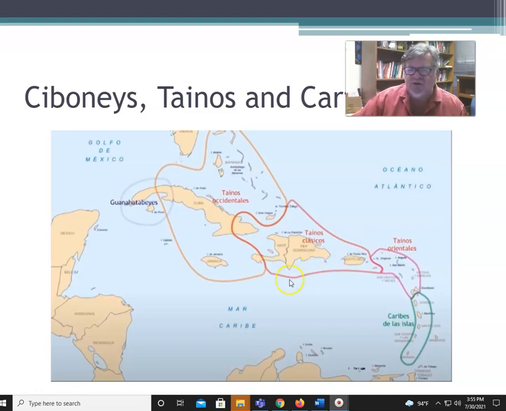And as you saw in the slide before, by far the largest concentration of Tainos were in Hispaniola, which is the island that presently composes the two countries of Haiti and the Dominican Republic.